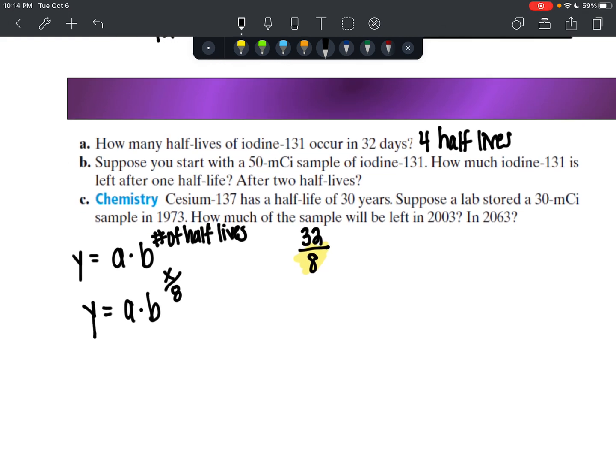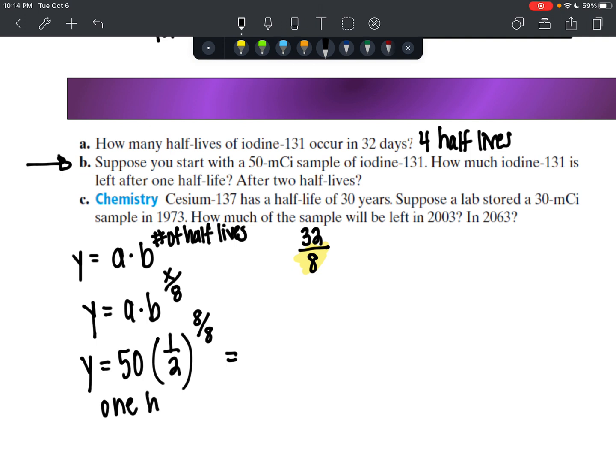So let's do this problem right here. Suppose you start with 50. So how does our equation change if we start with 50 millicuries? Well, A becomes 50. And then our half-life, we're still going to have half remaining after a certain amount of time. How much iodine is left after 1 half-life? So after 1 half-life, that would be 8 days out of 8 days. Okay, so that's 1 half-life.